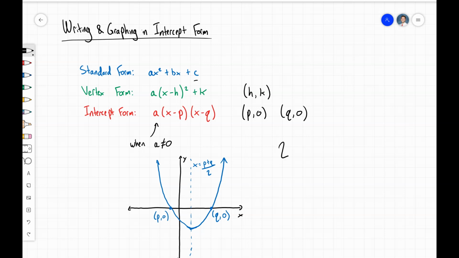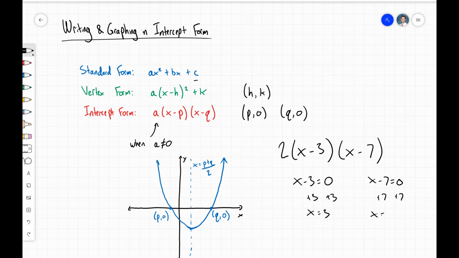If we had something written in the form 2 times x minus 3 times x minus 7, we can see that if we solve these for 0, x minus 3 equals 0 and x minus 7 equals 0, so you're going to get x equals 3 and x equals 7. So you can see that p and q represent our x-intercepts.